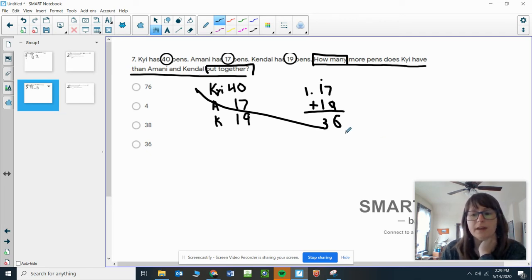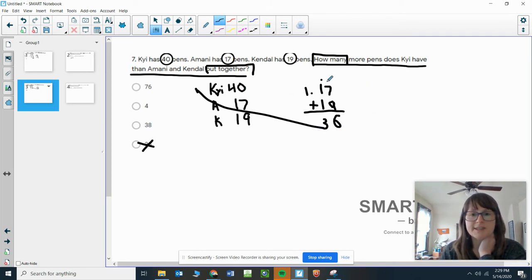Now, take a look at your options here. 36 is a possible solution, but we know that we have a second step here because we need to figure out how many more Kai has. So 36 is not the final answer. This is your answer from step 1 that we'll use in step 2.